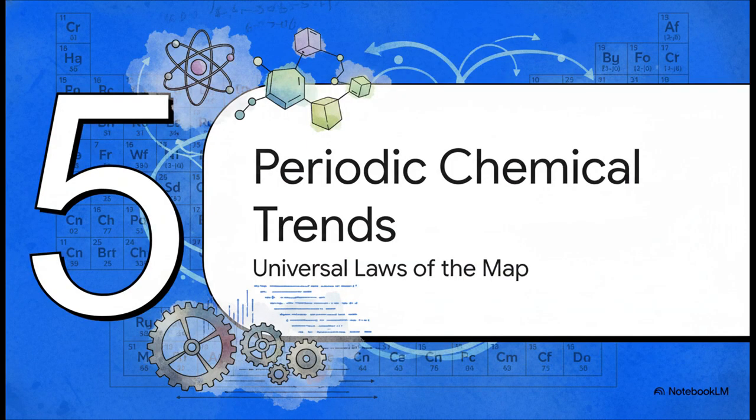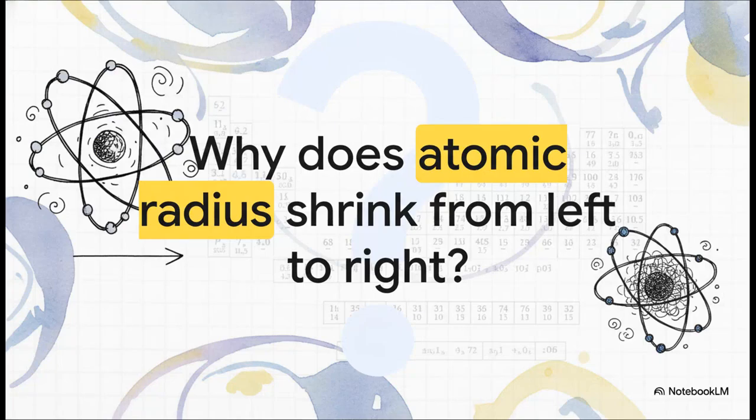Which brings us to Section 5, Decoding Periodic Chemical Trends, the Universal Laws of the Realm. For our final section, we're diving into the universal laws that allow you to predict the chemical behavior of practically anything. These specific reactivity trends are exactly why industries rely on the periodic table to build new chemical products.